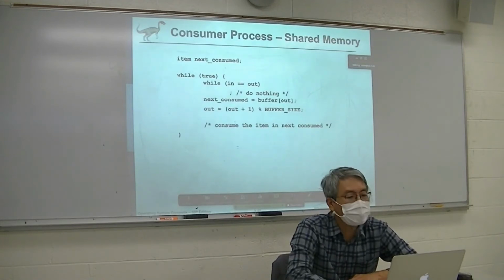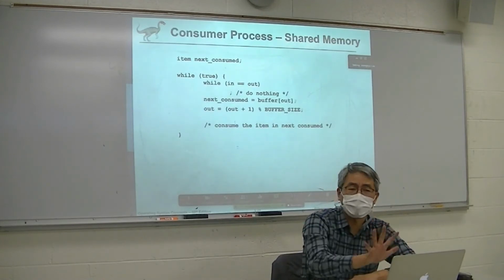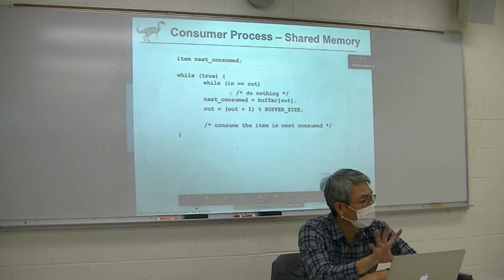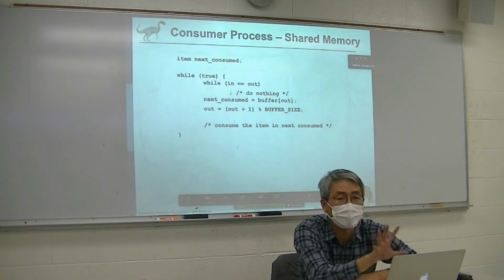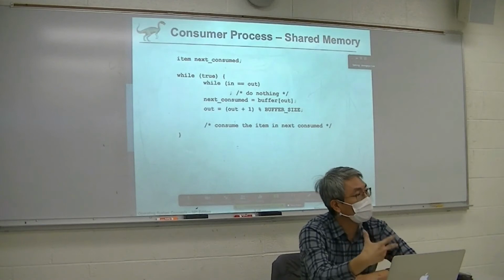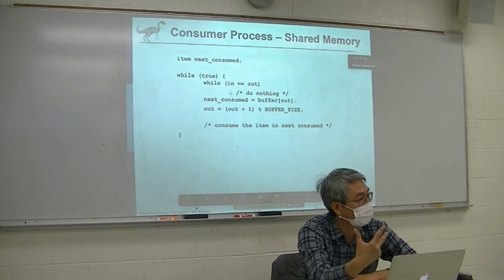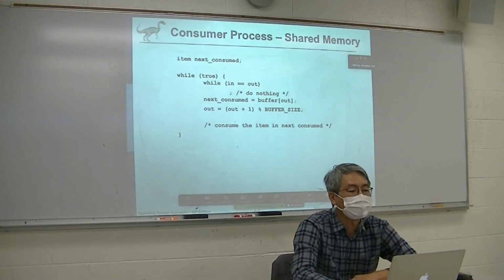So this is the producer process model using shared memory, based on the buffer size. This is a consumer process model. This is a model, it's not the exact code, but using the model, you are able to do the coding, the programming.